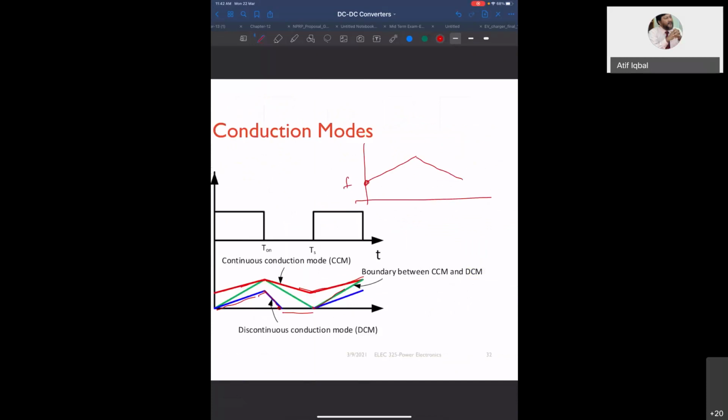This is your minimum value of inductance current and this is the maximum value of inductance current. So the minimum value should be greater than zero. If I minimum is greater than zero, that is continuous conduction. If I minimum is equal to zero, then it is critical conduction mode, because here also it will remain zero.